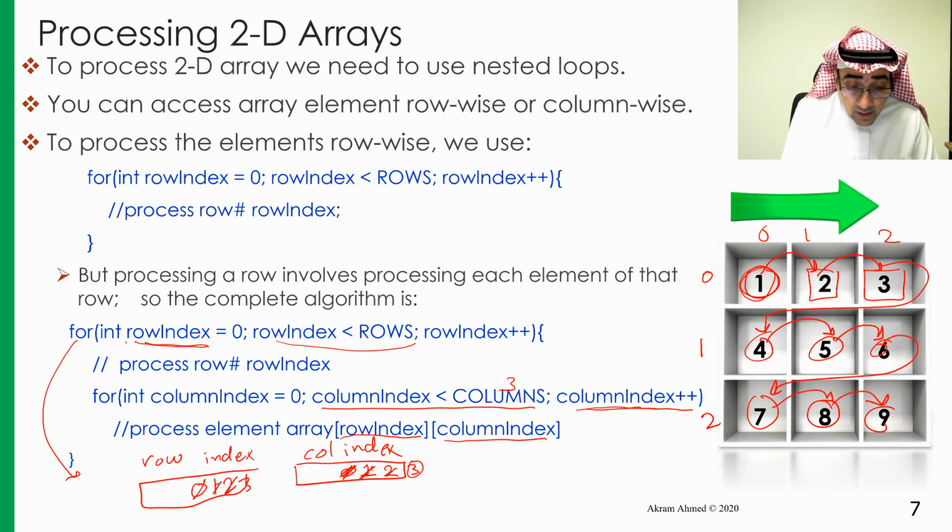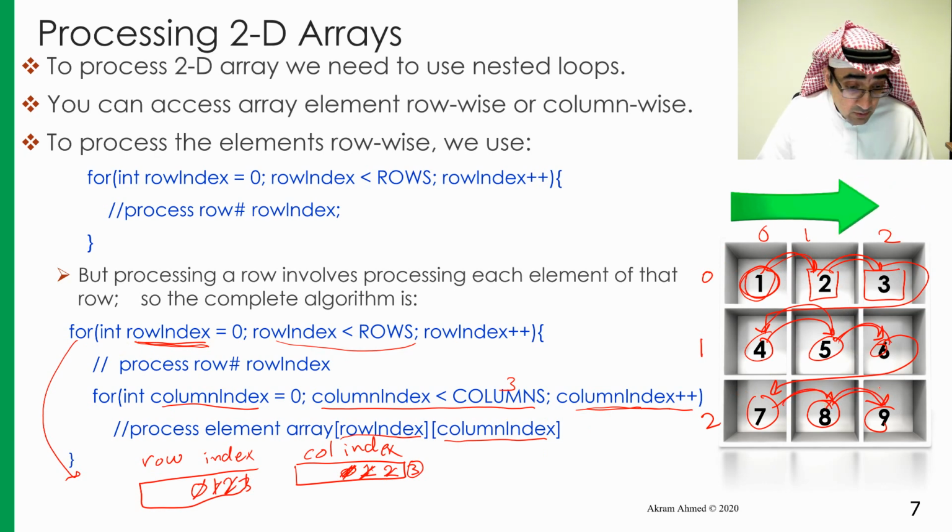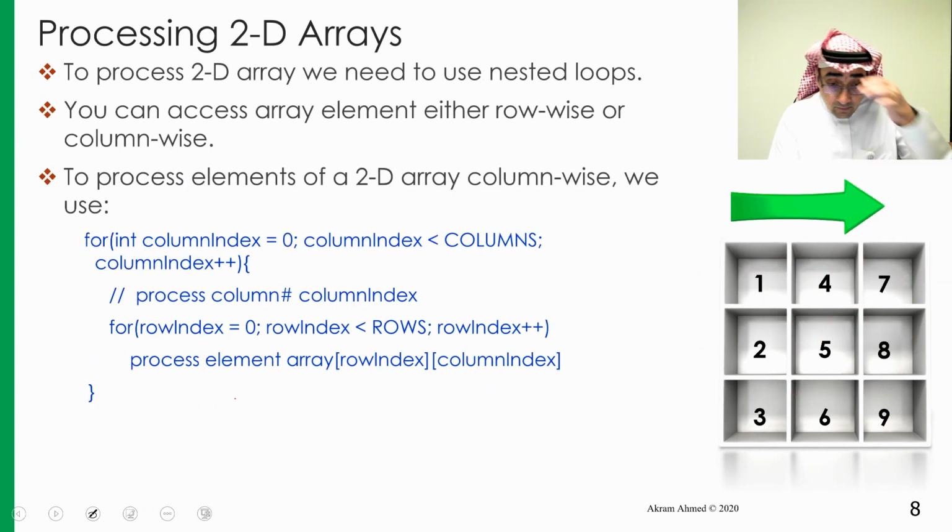So when you have the row index on the outer loop and the column index in the inner loop, this is how you go. You go row-wise. You go 1. You start jumping from here in the row, and then the second one, then the third one. This is basically how you work when the row index is the outer loop and the column index is the inner.